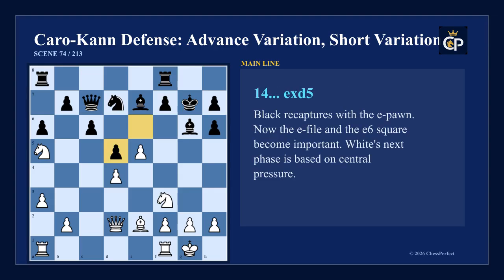E takes d5. Black recaptures with the e-pawn. Now the e-file and the e6 square become important. White's next phase is based on central pressure.